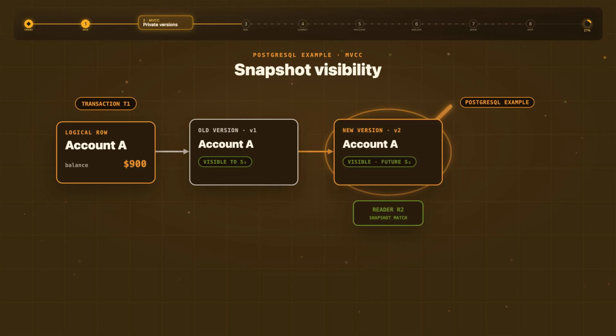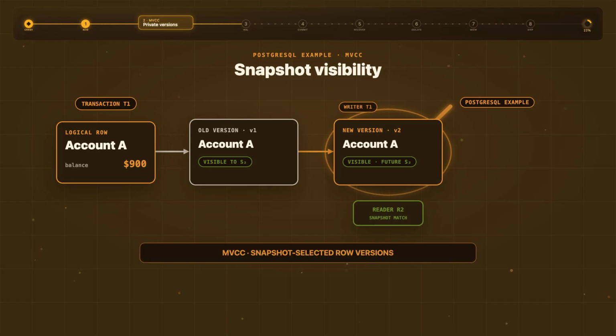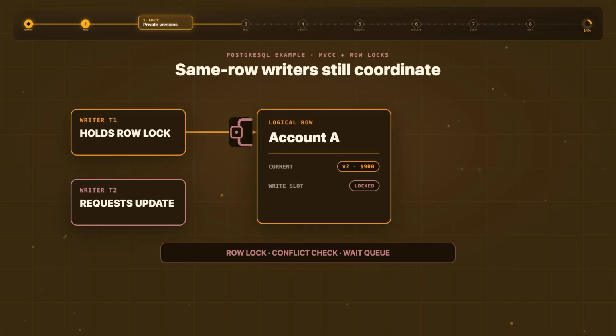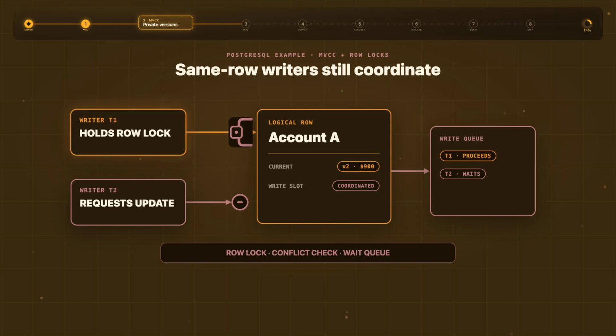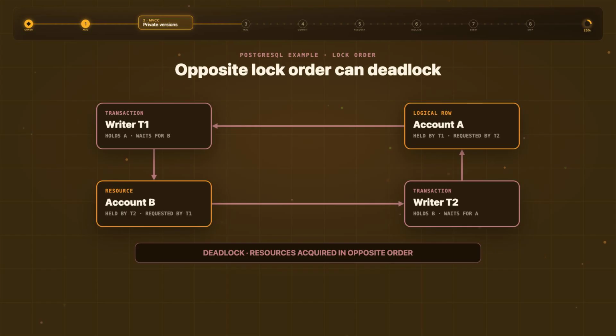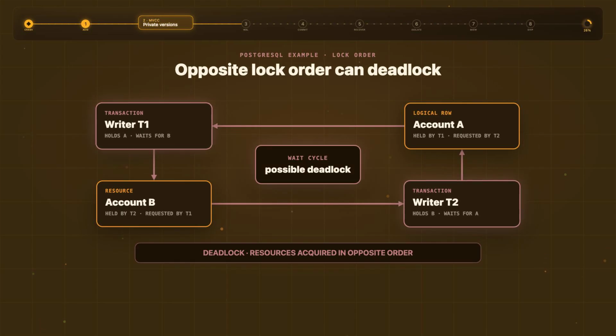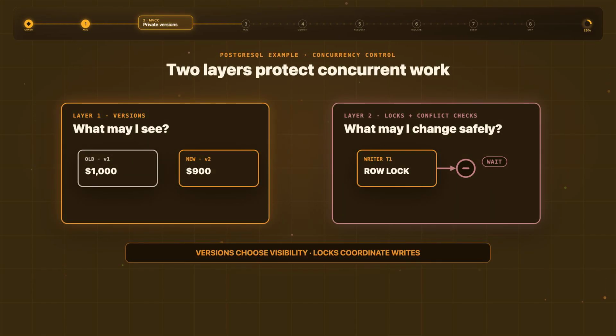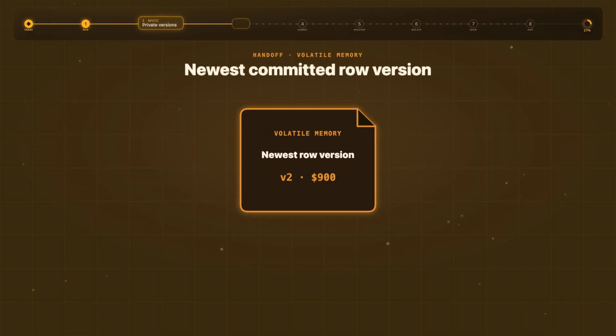This is multi-version concurrency control, or MVCC. Readers and writers do not always need to stand in one single file line. They can sometimes work against different versions of the same logical row. But MVCC is not permission for conflicting writers to ignore one another. Two transactions trying to update the same row still need coordination. One may wait on the other, and deadlocks are possible when transactions acquire resources in opposite orders. So there are two layers. Versions answer, "What may I see?" Locks and conflict checks answer, "What may I change safely?"